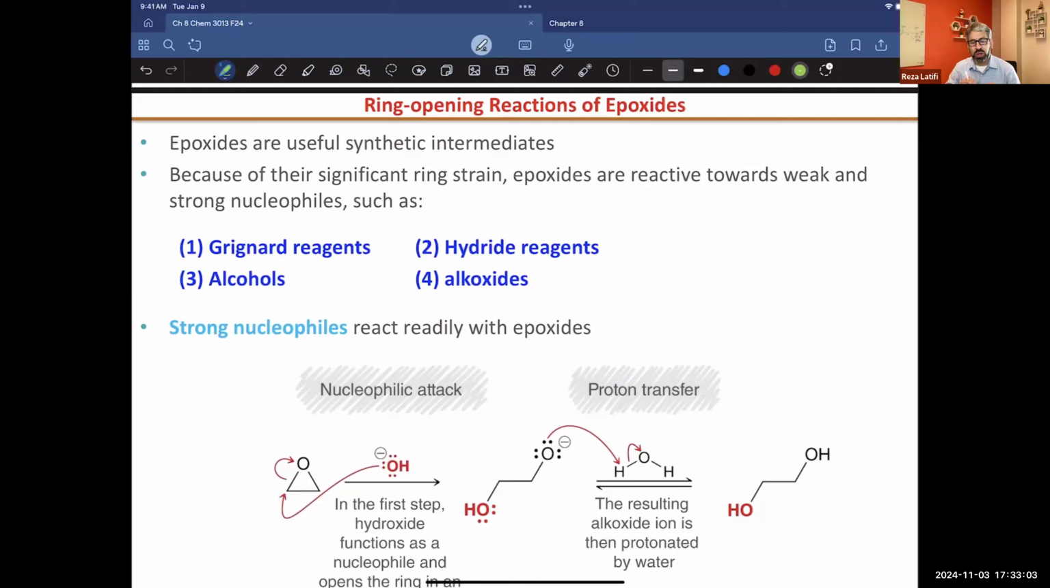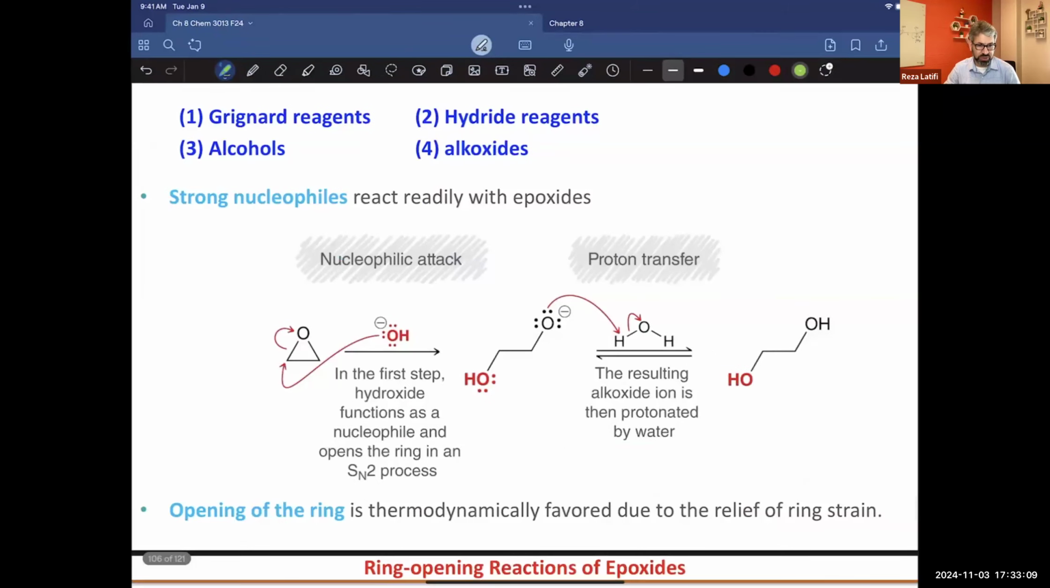In this lecture, we're going to go through ring opening reactions of epoxide. For sure, we know one thing about epoxide: the epoxide ring is under strain, because the bond angle is around 60, and we know carbon has sp3 hybridization. That means the bond angle is supposed to be 109 instead of 60.